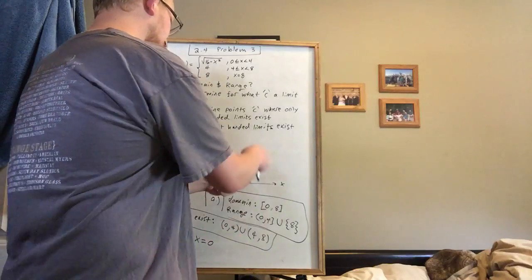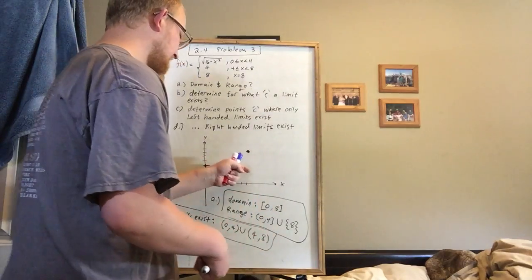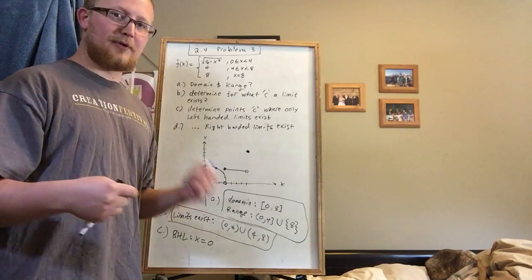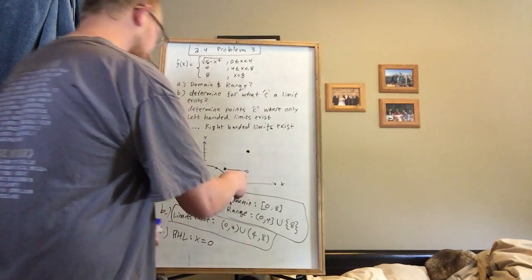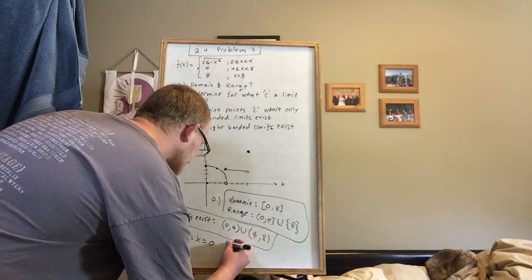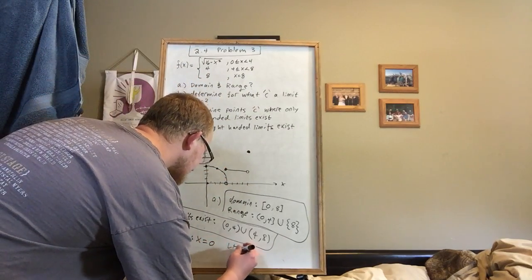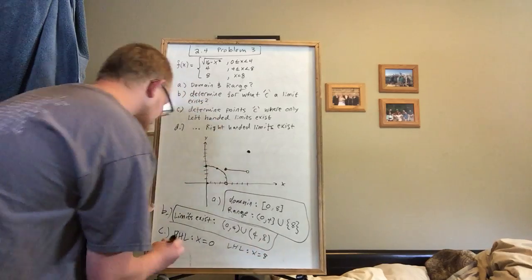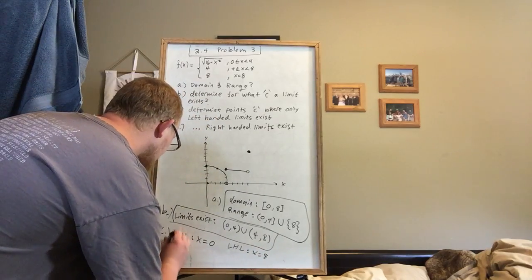All the way over to here, where there's a left-handed limit, but there's no graph over here to tell us what a right-handed limit would look like. And so therefore, for x equals 8, there's only left-handed limits at x equals 8. So there's C and D.